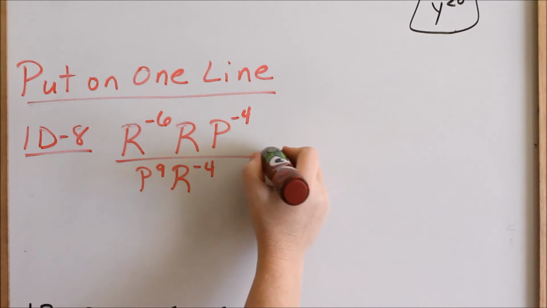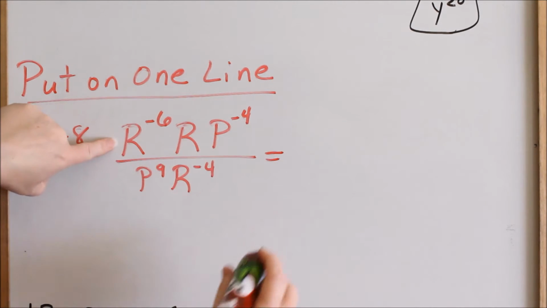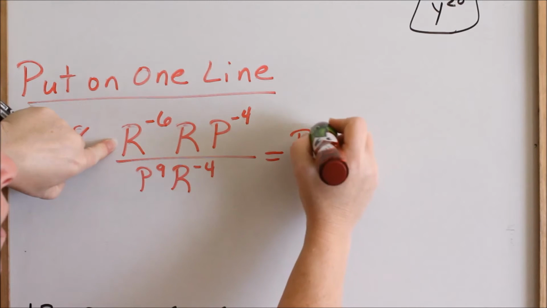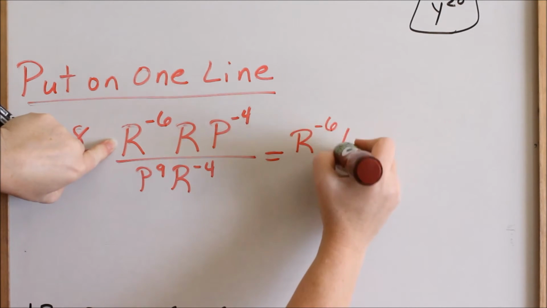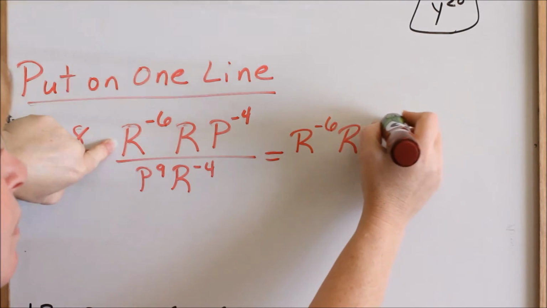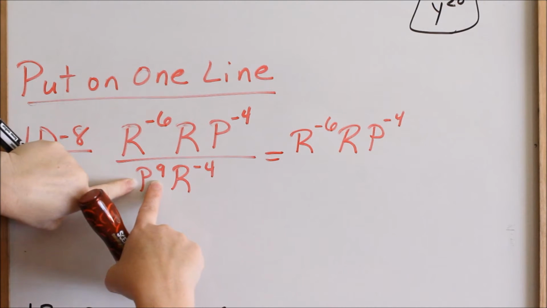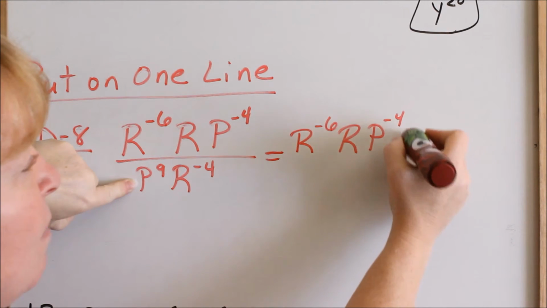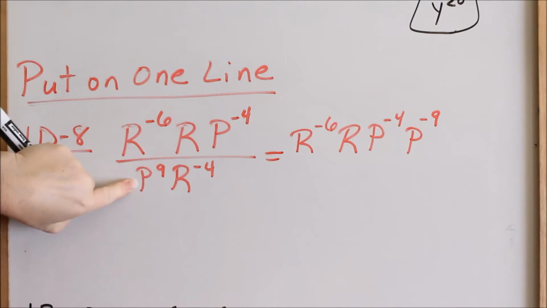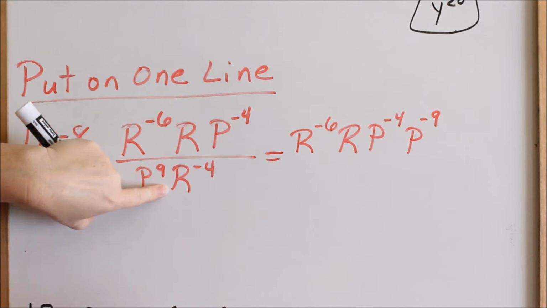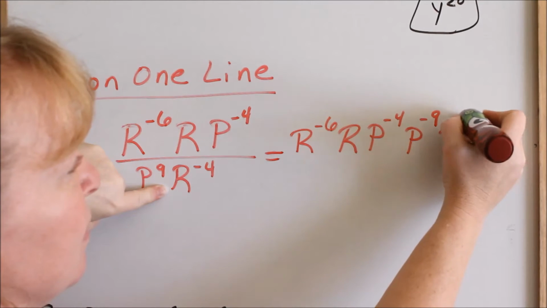So basically, I'm going to rewrite my numerator, because it will stay the same: r to the negative 6 times r times p to the negative 4th. This is p to the positive 9 in the denominator. If I move it up, it needs to become p to the negative 9. Change the sign of your exponent. If I want to move this up, it becomes r to the positive 4.